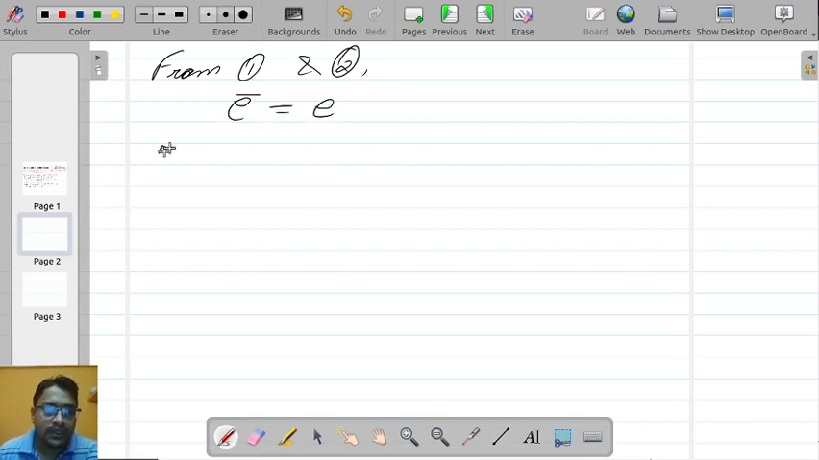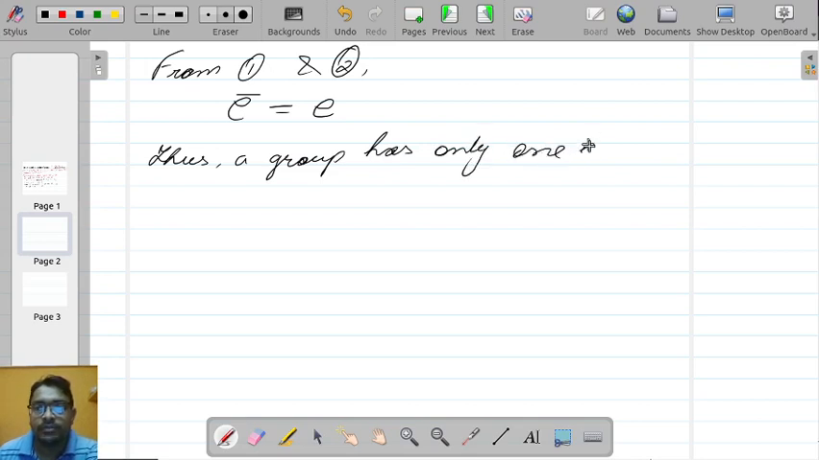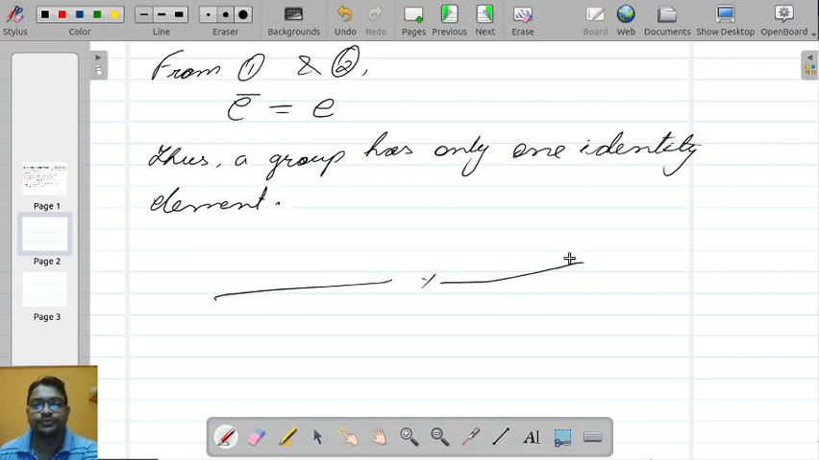Thus a group has only one identity element. Okay, so this is proved. So very simple, just a 1 or 2 marks problem, right?